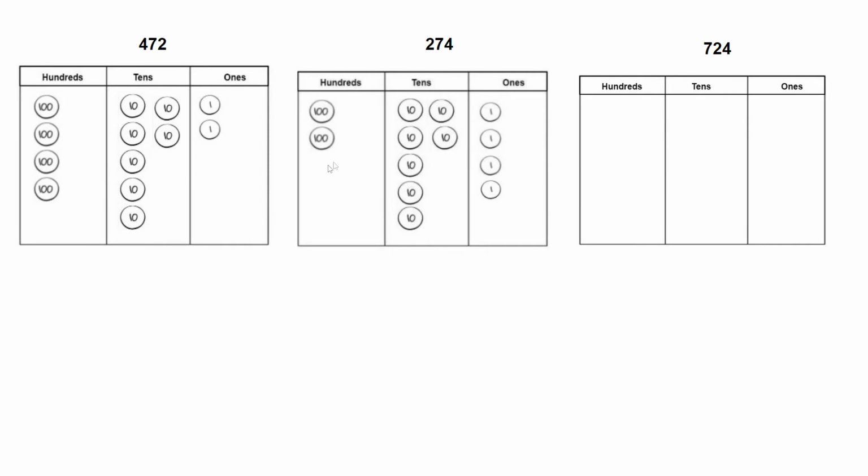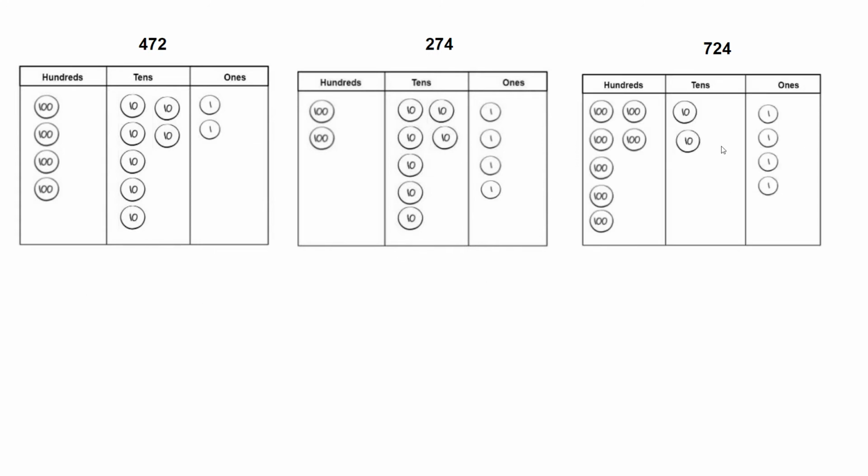274 has 2 groups of 100, 7 groups of 10s, and 4 ones. 274. Let's move on to 724. 724 has 7 groups of hundreds, 2 groups of tens, and 4 ones. 724. Now, we're going to use these numbers that we just represented and answer some questions. Here is the first question. Which number is greatest?